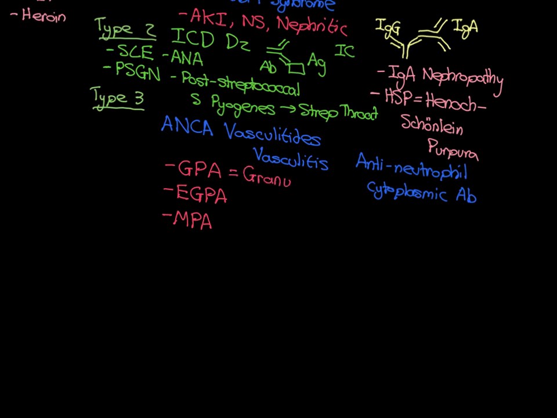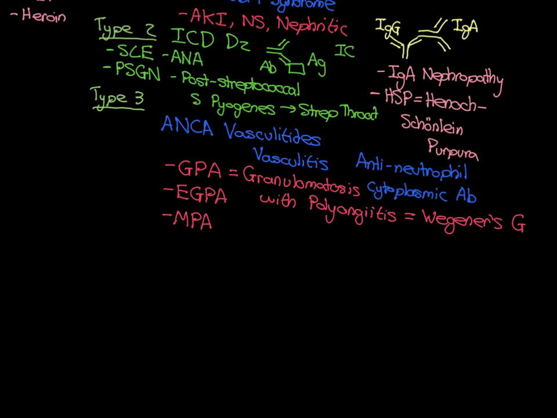So granulomatosis with polyangiitis, GPA. Now, that is its new name. Its old name, which you will still hear used, is Wegener's granulomatosis. And I'm not going to write down granulomatosis again, so I'll just abbreviate it to G.